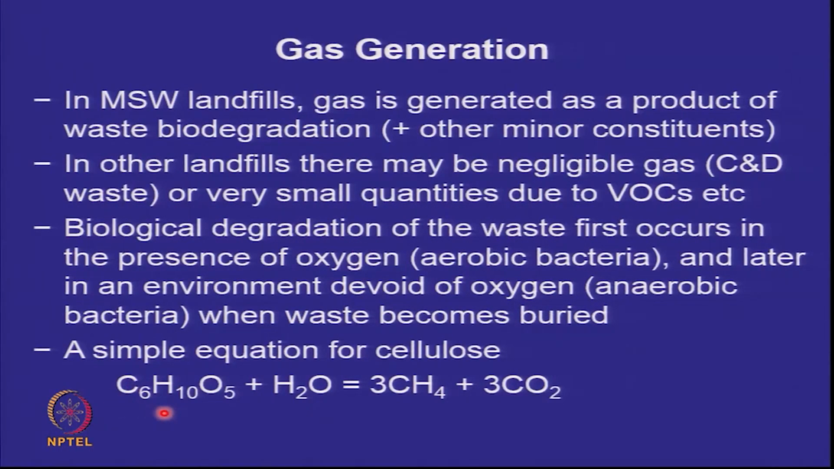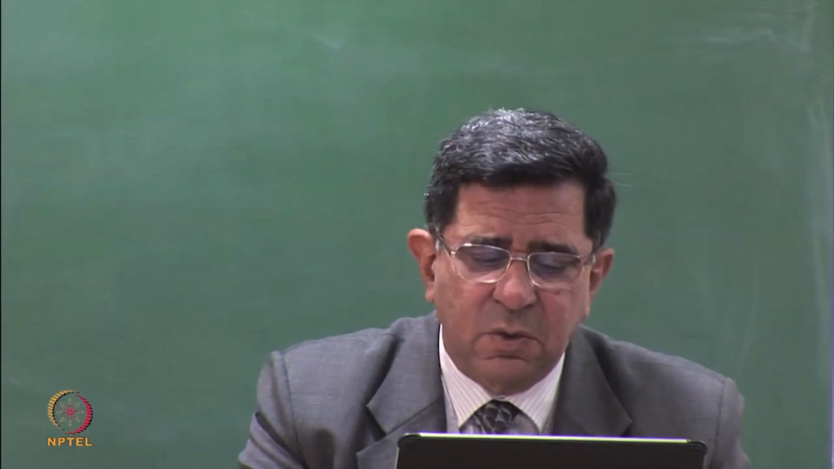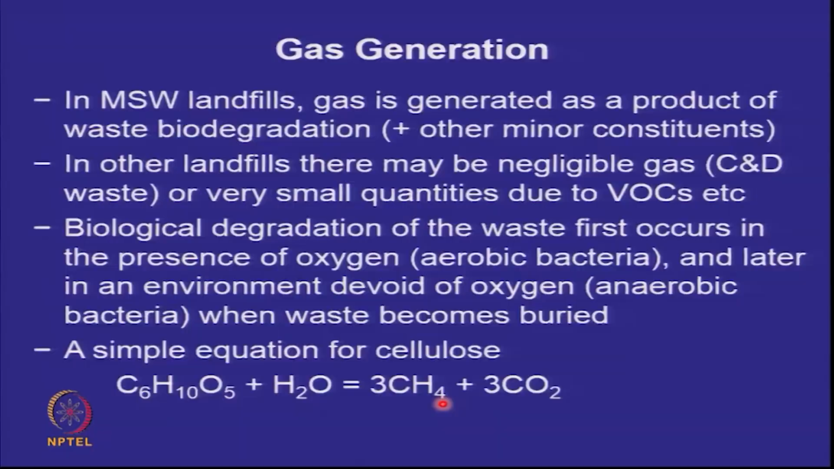So if you look at anaerobic degradation, it is in the absence of oxygen. And if I look at one of the biodegradable components, which is cellulose, then the reaction is something like this. It's a very simple equation. I'm not looking at lignin, I'm not looking at other constituents, just a simple equation. And what you find is you form methane and you form carbon dioxide. So this is anaerobic. If it was aerobic, there would have been an oxygen content here and there would have been a different product of the degradation.